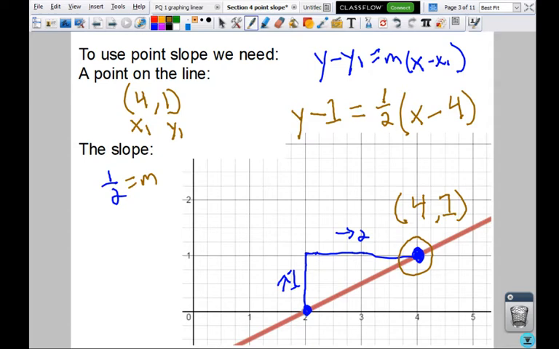So it's really not a whole lot different from y equals mx plus b. You just need a single point on the line. So let everybody get this down real quick, and then we'll practice one or two more, then you guys do some. Okay, Louise?